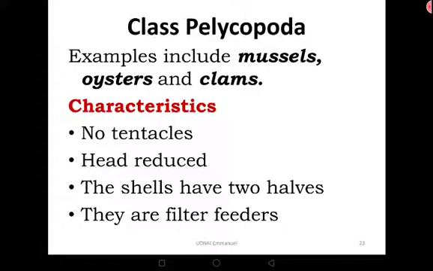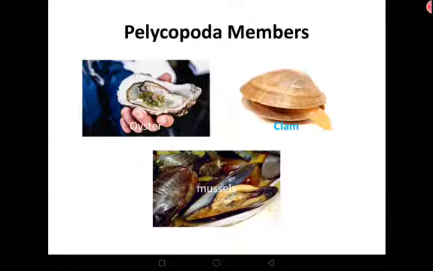And then the shells have two halves. They have two halves, meaning one shell is divided into two equal halves. And then most of them are filter feeders, meaning they obtain their food from water. They get their food by grabbing or absorbing particles within the water. So we can see some of them there. You can see the oyster, the mussels, and then the clams.